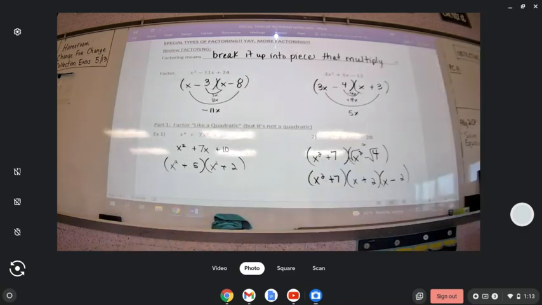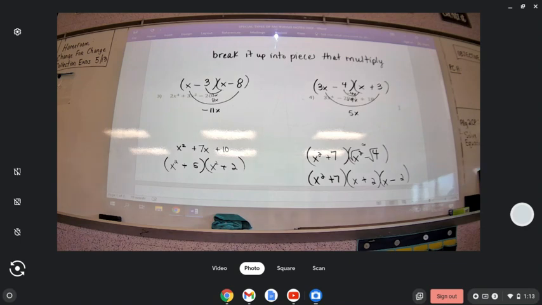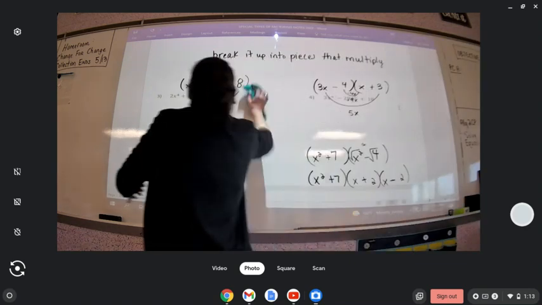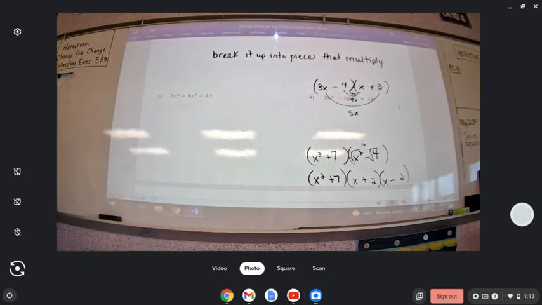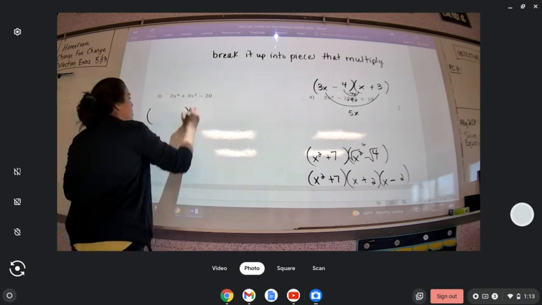All right, let's try another one. Let's try 3. So look at 3. Again, it's another degree 4, but it kind of looks like a quadratic. So let's see if we can factor it like a quadratic. I would look for a GCF, but does it have one? No. So let's go right to the factors.